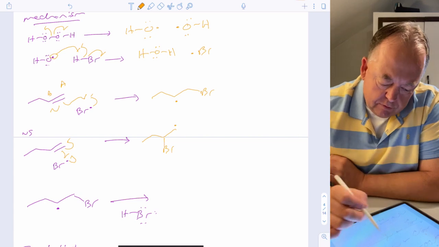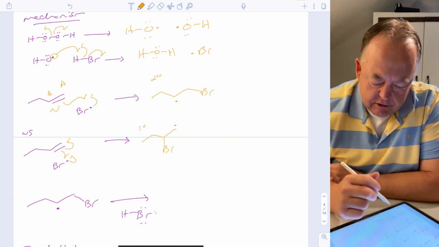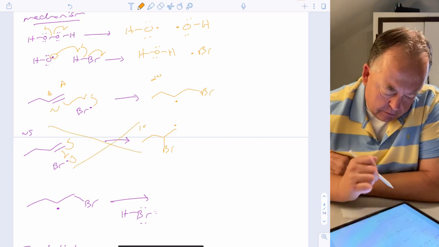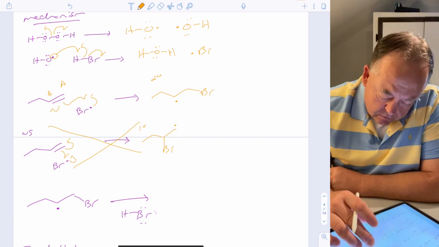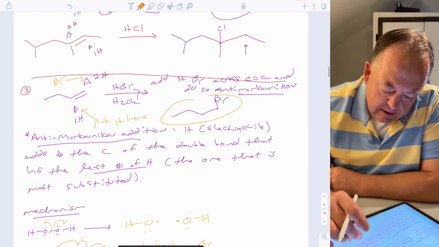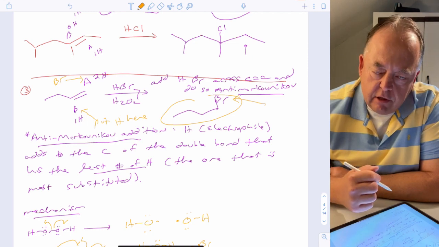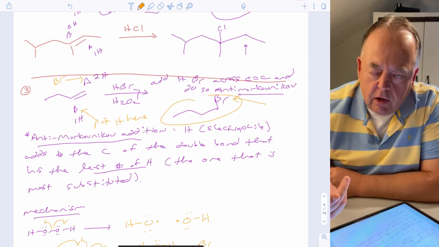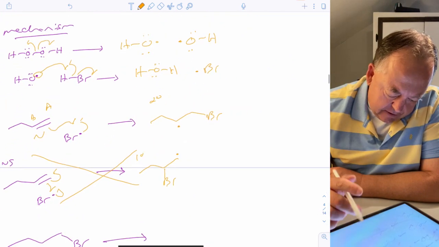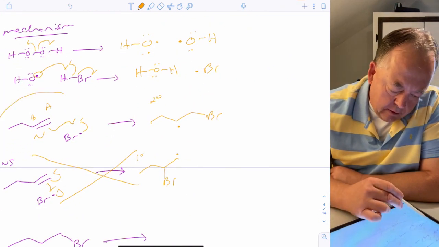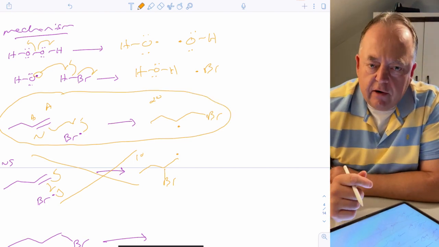So which radical is more stable? Well, this is secondary. This is primary. Secondary is more stable, so that's not the preferred pathway. The top one is the preferred pathway. So you just added the bromine to the least substituted carbon, and that's going to force the hydrogen to go to the other carbon. So that is an anti-Markovnikov addition, and it's anti-Markovnikov because of that step right there. That determined whether this reaction was going to be Markovnikov or anti-Markovnikov.